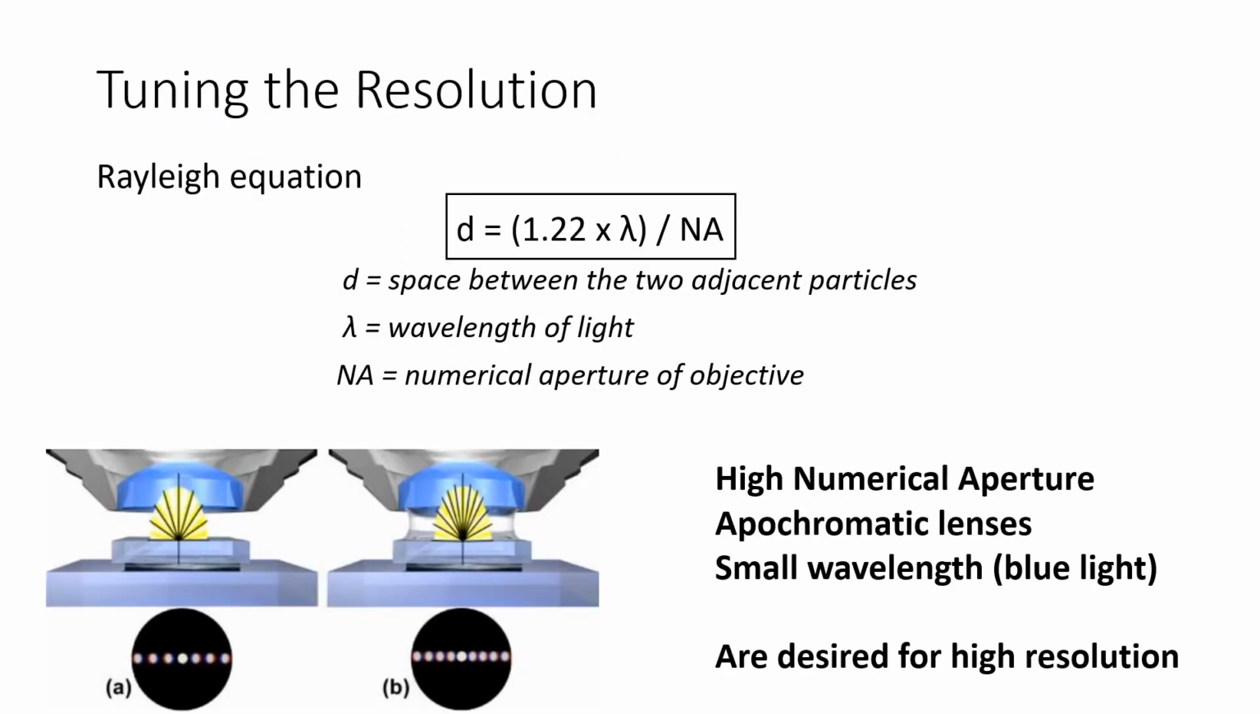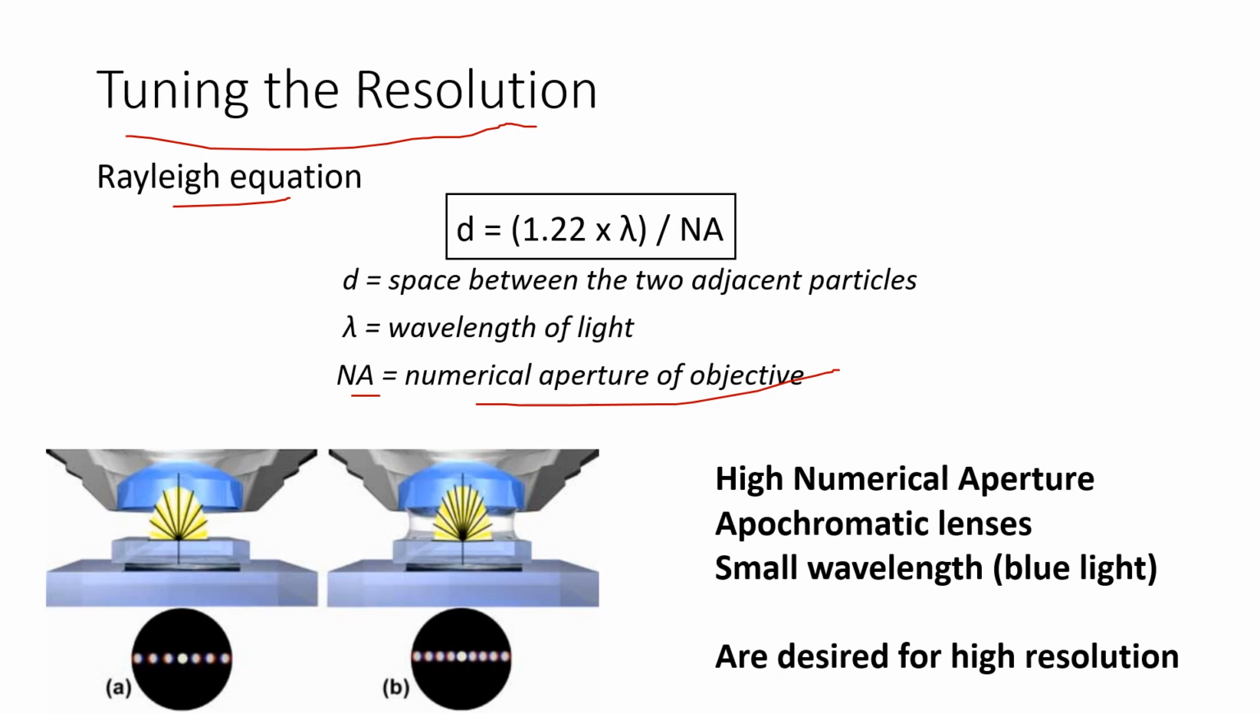So how can we tune the resolution of our microscope? The Rayleigh equation helps us in this. It is D equals 1.22 times lambda divided by NA. What is D? D is the space between two adjacent particles, and it is indicative of the resolution. The smaller the value of D, the greater the resolution. Lambda is the wavelength of light used, the source, and NA is the numerical aperture of the objective.